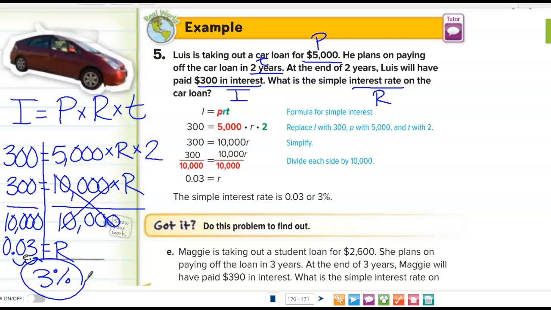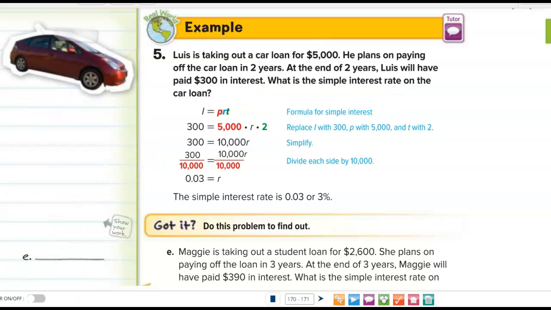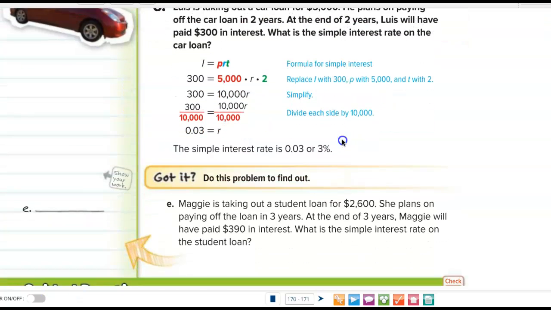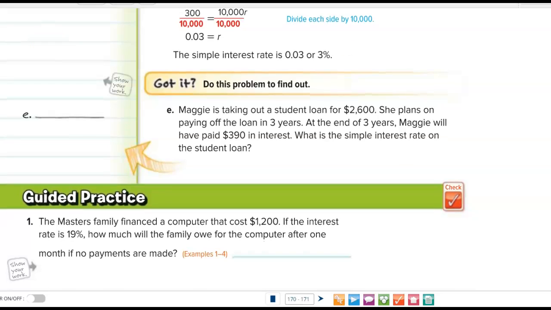Questions on that one? It's a little bit different, but it's still similar to what we've been doing. Okay, I'm going to do one more with you, and then I'm going to ask you to do one on your own.